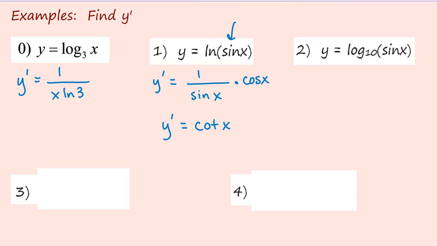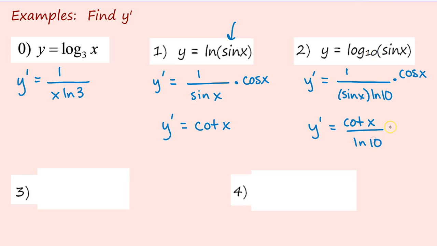Number 2. Same idea. It's very similar to number 1, but instead of natural log, it's log base 10. So again, we're going to use the chain rule and the derivative of the outside. So the derivative of a log base 10 function is 1 over its inside natural log 10. Then multiply by the derivative of the inside. So there's where we get our cosine x, and then we can simplify that. Again, cosine x over sine x is cotangent x, so we would have cotangent x over natural log 10.